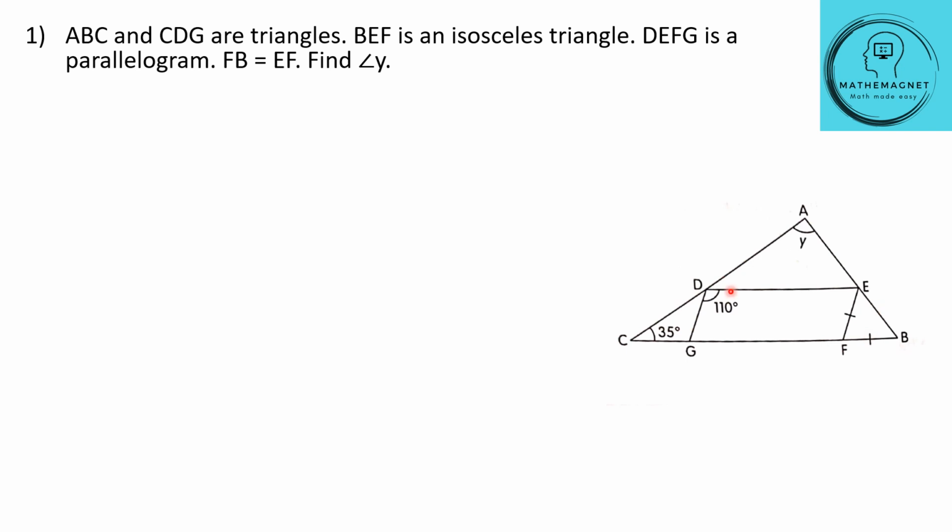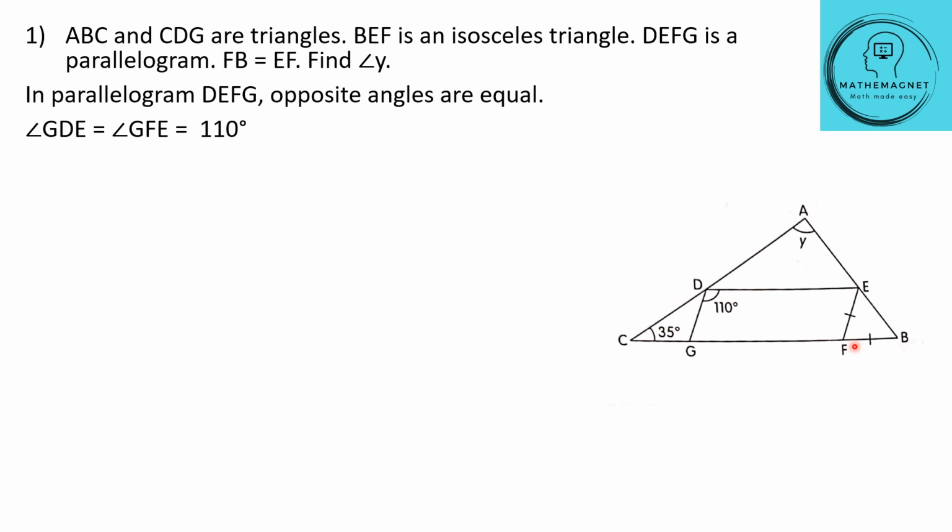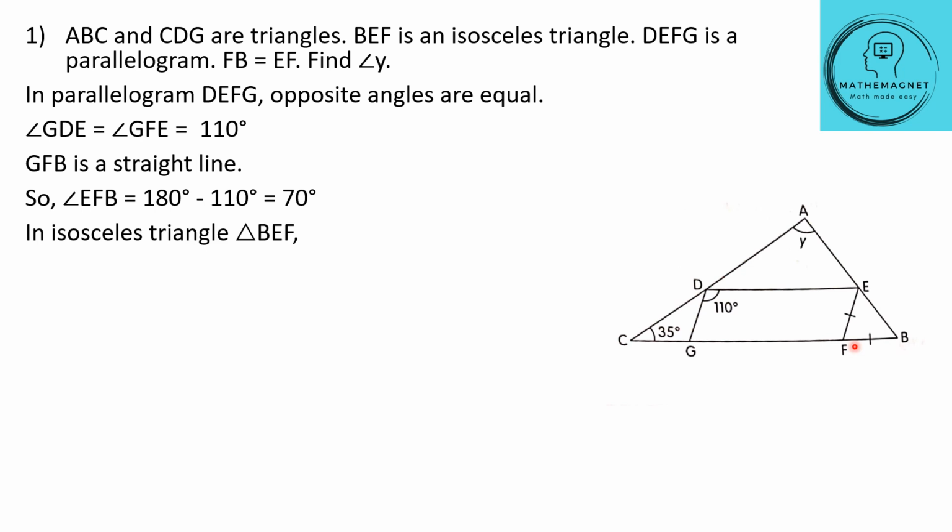Now we know this is a parallelogram, which is D, E, F and G. In a parallelogram the opposite angles are equal. So if this is 110, this will also be 110. So angle GDE is equal to angle GFE is equal to 110 degrees. Now we know GFB is a straight line. So angle EFB will be equal to 180 minus 110, which is equal to 70 degrees.